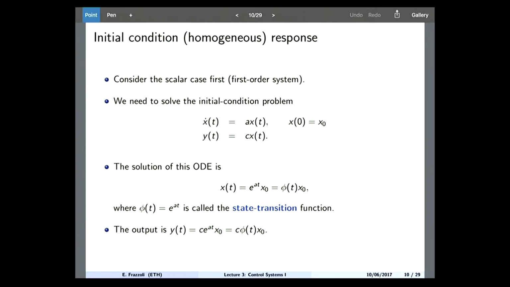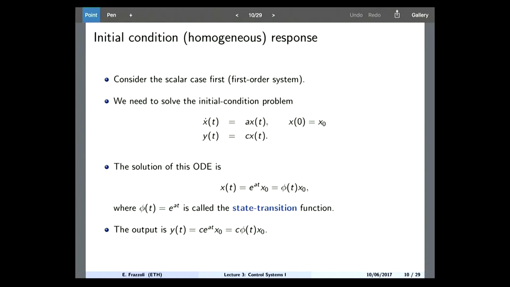Now, as you can see, the way I wrote this formula is e to the power At, I put it on the left. You will understand why in a bit. Anyway, I put it on the left, and this is something that multiplies my initial condition x naught, okay? So you can also think of this as some function phi of t that multiplies my initial condition. This function phi, which in this particular case takes the form e to the power At, is also called the state transition function.